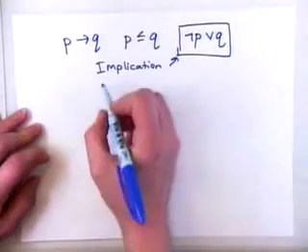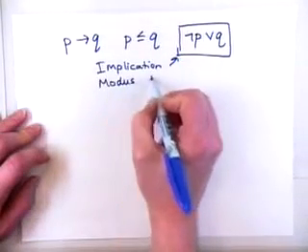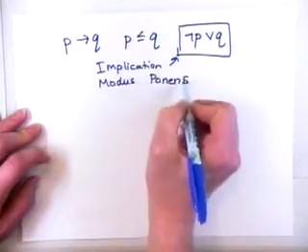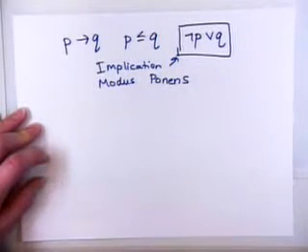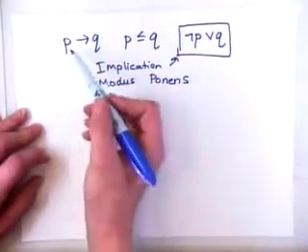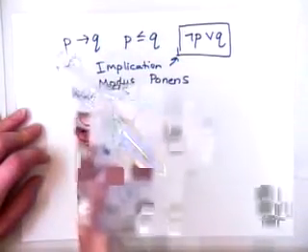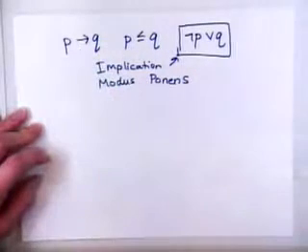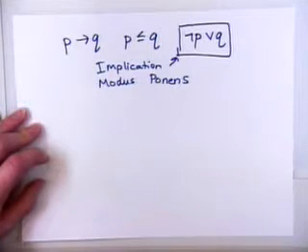Then we have modus ponens. What does modus ponens tell us? If I know that P is true and I know that P implies Q is also true, then I know that Q is true. I think of this rule as, if I know if it rains, I'm going to get wet, and I know it's raining, then I must be getting wet. This is very similar to disjunctive syllogism. Why is that?